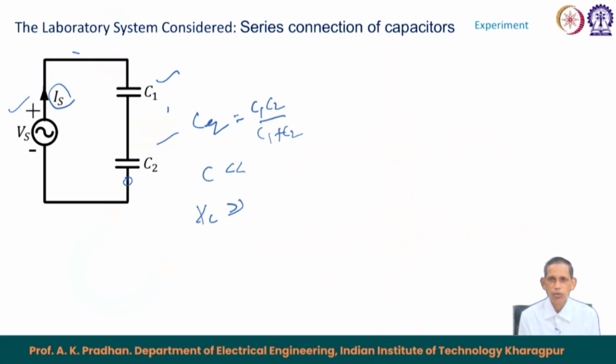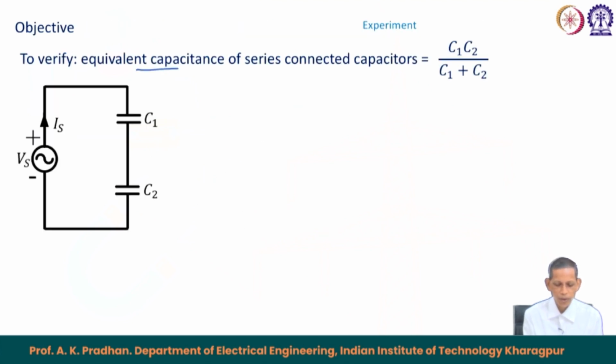So, if C1 and C2 are of the same value, then this C equivalent results in C1 by 2, when C1 equals C2. So, that way the corresponding current will also be reduced by half. So, the current in the series combination case will be only that of C1 divided by 2. That is what we would like to observe. So, the objective here is to verify that for series connections the equivalent is C1 C2 upon C1 plus C2.